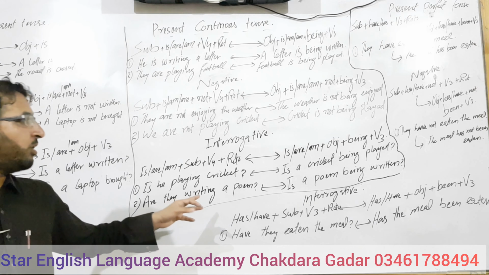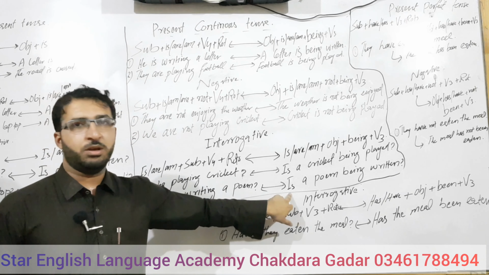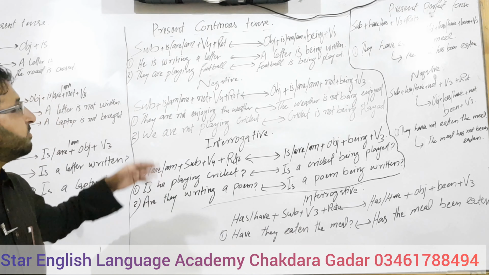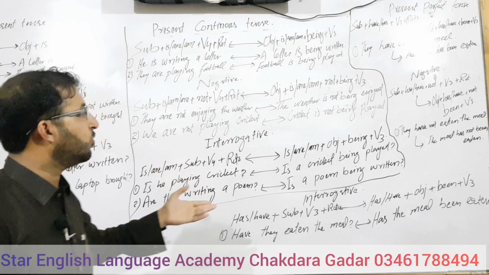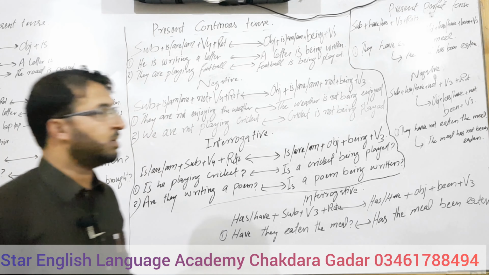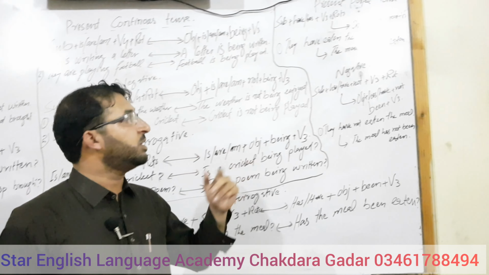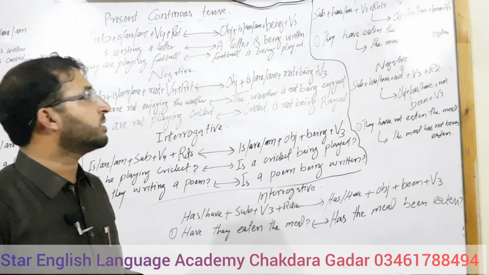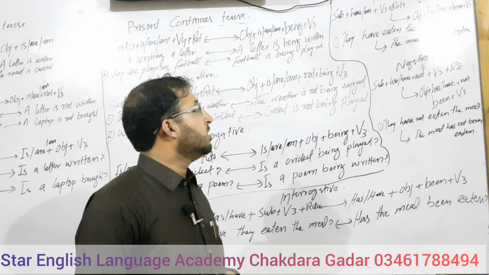Are they writing a poem? So its passive is a poem being written. This is how we make passive voice of active voice of present continuous tense. Now let's move towards present perfect tense. That is how we will make passive voice of present perfect tense.